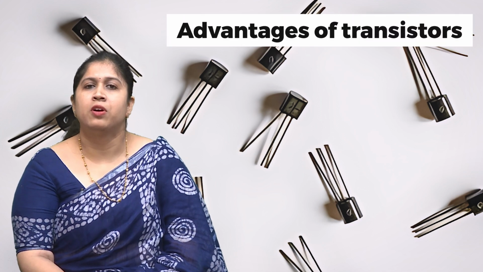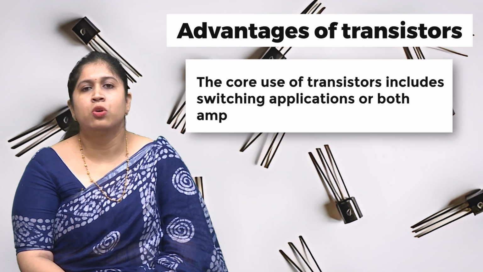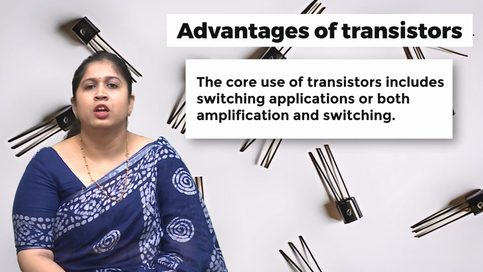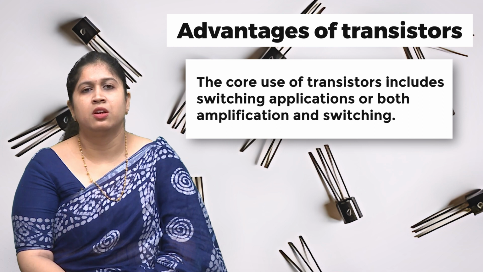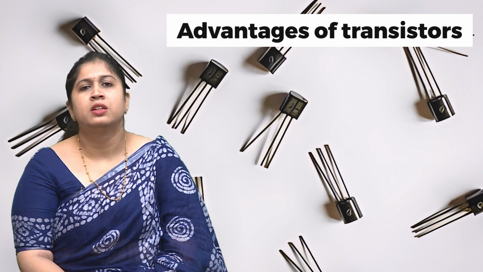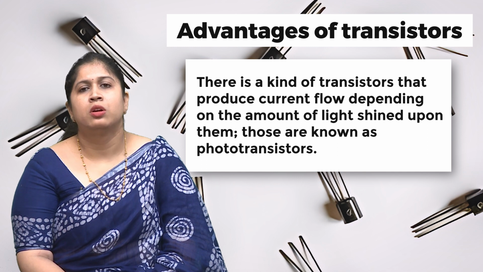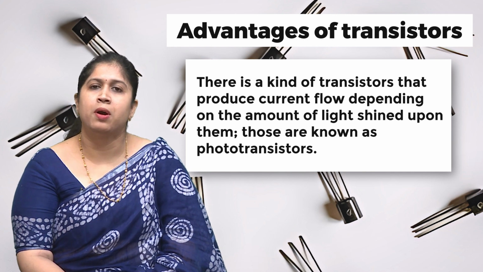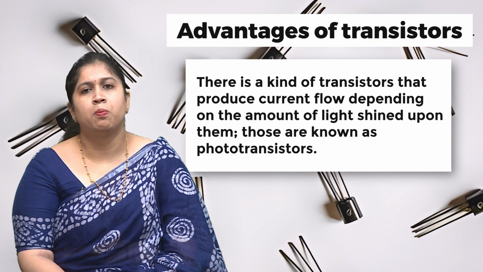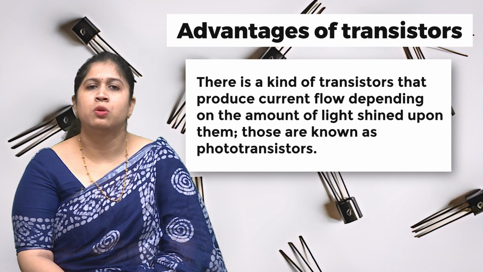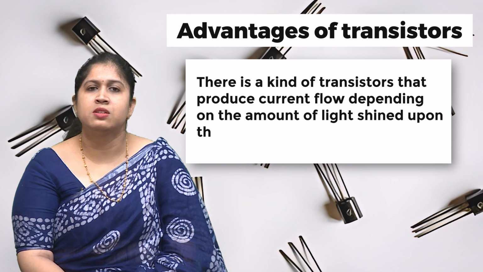Now we discuss the advantages of transistors and BJT. First of all, we discuss the advantages of transistors. The core use of transistors includes switching applications or both amplification and switching. Second one, there is a kind of transistor that produces current flow depending on the amount of light shined upon them. These are known as phototransistors.